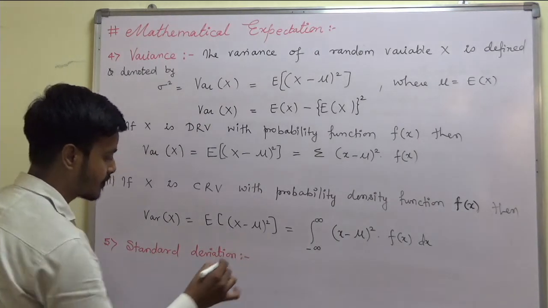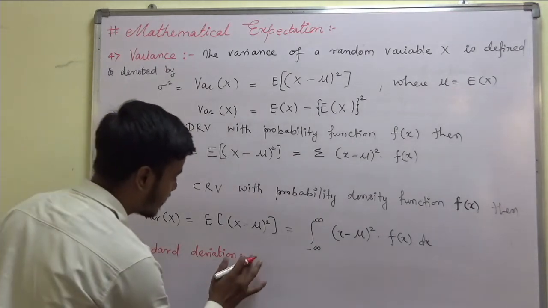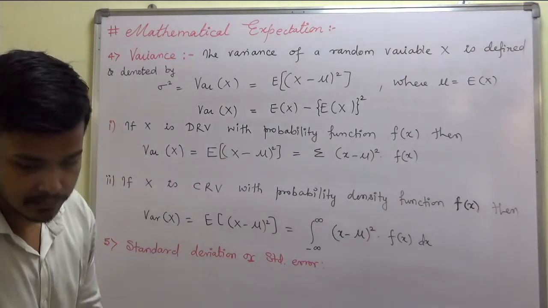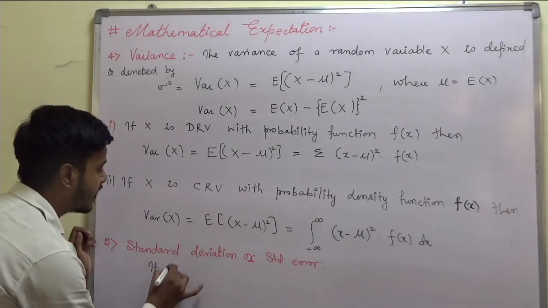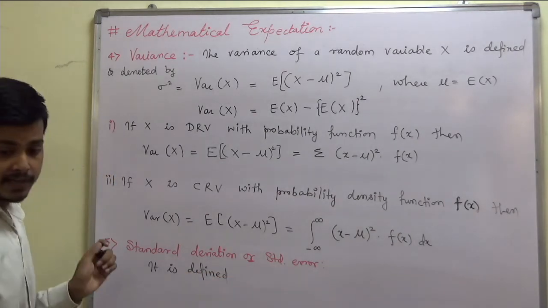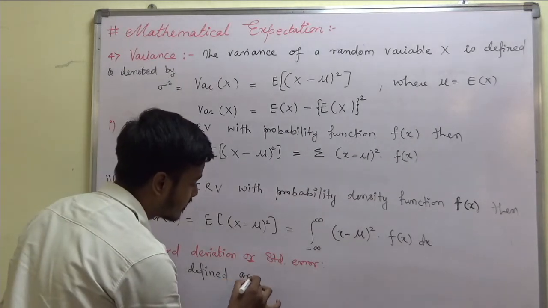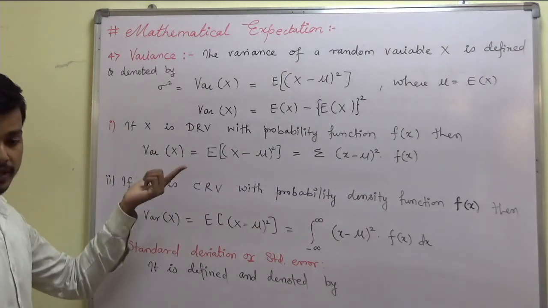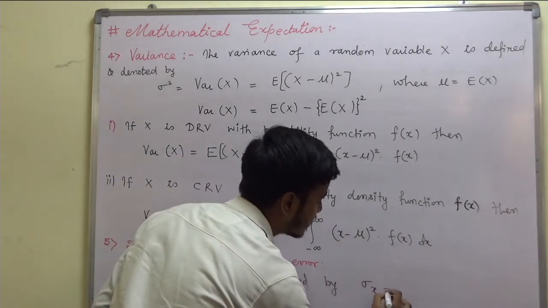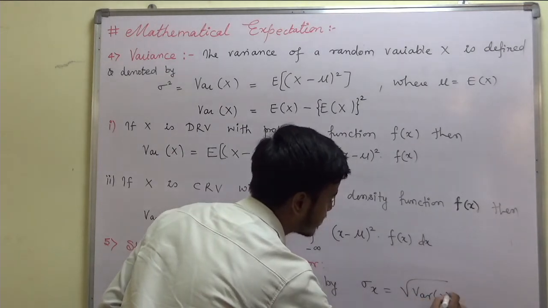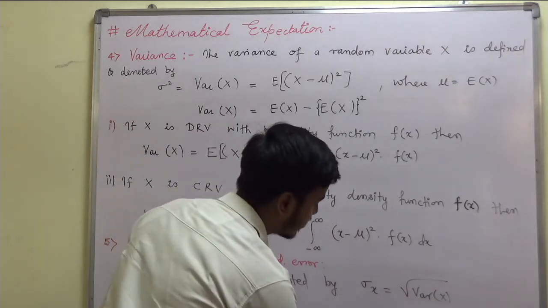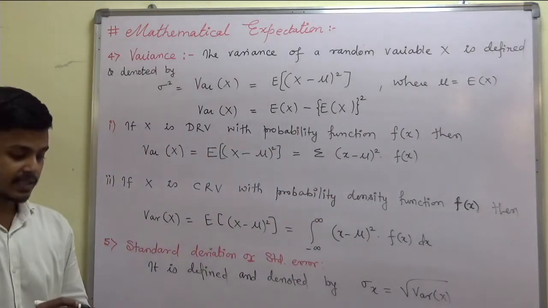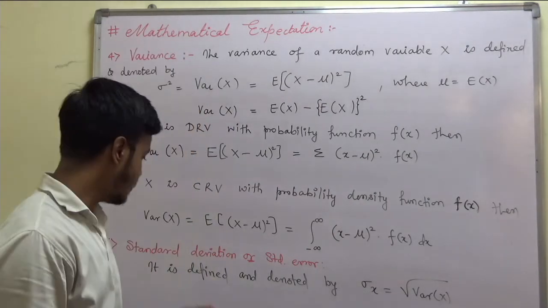And the last definition is of standard deviation, or sometimes it is also called standard error. It is defined and denoted by just taking the square root of the variance. So if you have a random variable x, this is the square root of variance of x. Likewise, you can square it to get variance of x equal to sigma x square. So this is the definition of standard deviation and standard error.